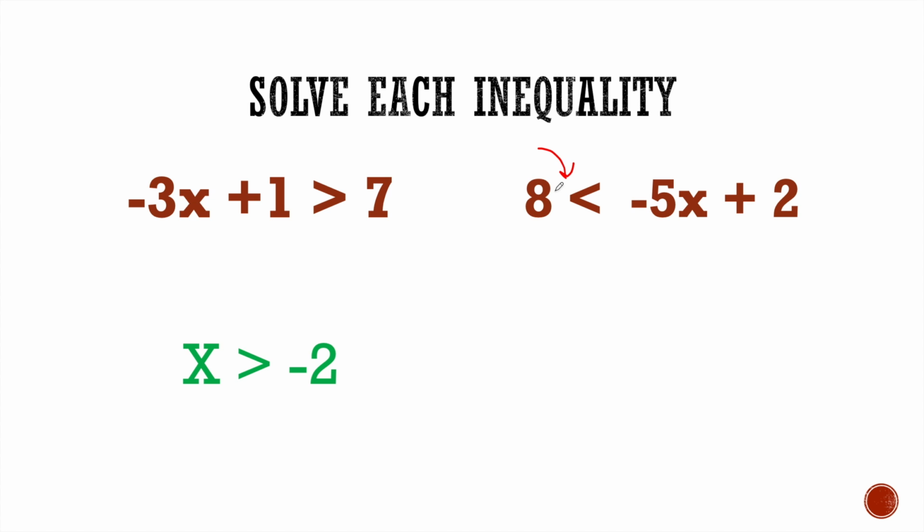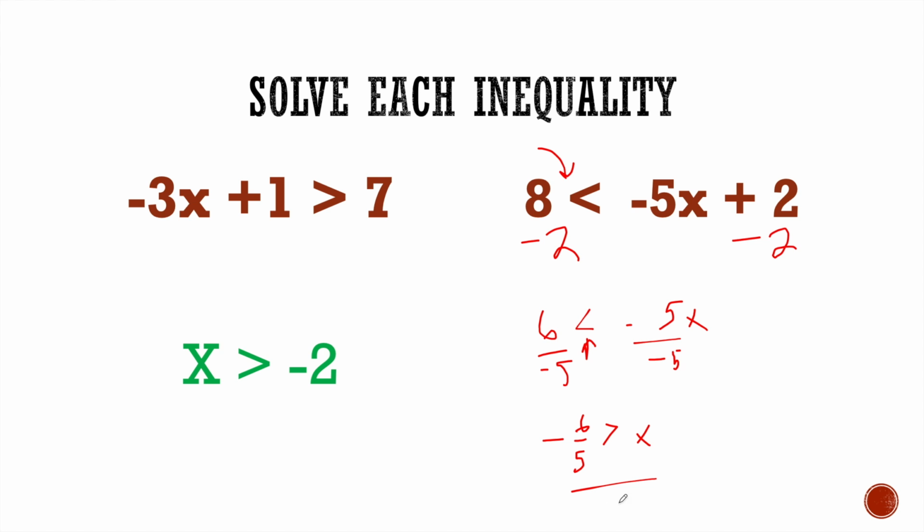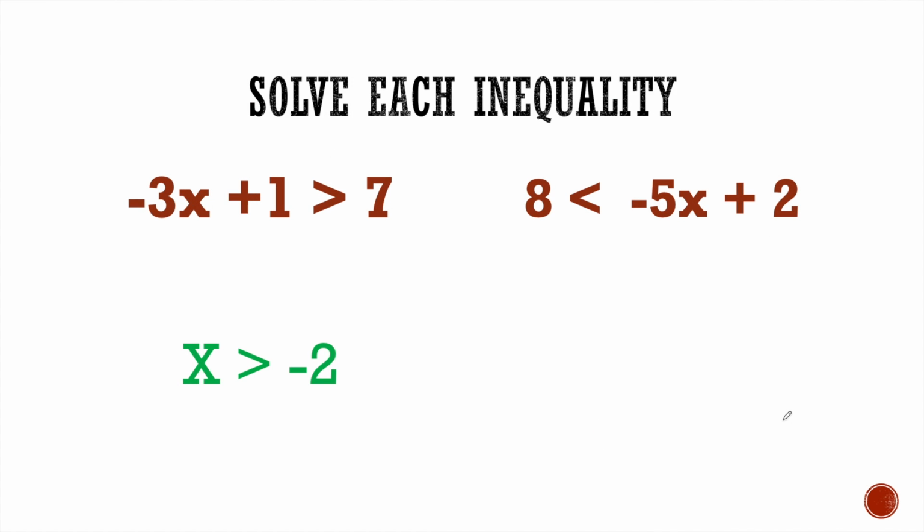Let's do this. Here we have 8 is less than -5x plus 2. I'm going to subtract 2 on both sides to get constants on one side. We have 6 is less than -5x. Dividing by -5 on both sides. Here we have to flip the sign because we're dividing by a negative. So now we're going to have -6/5 is now greater than x. This is what x is equal to. Checking our answer. We got that right as well.